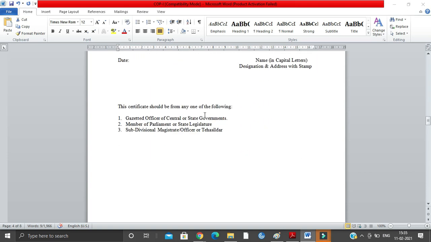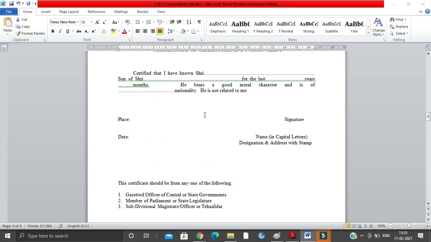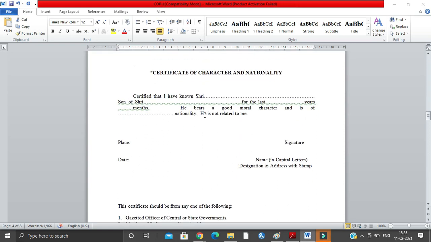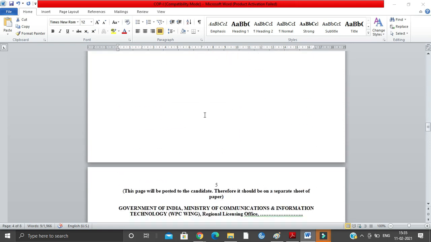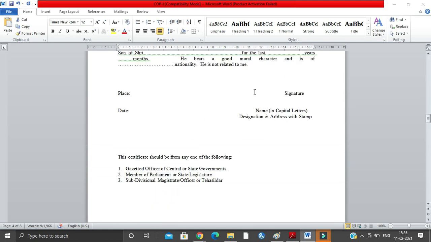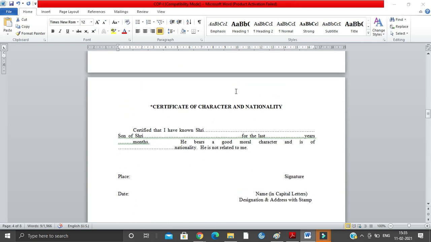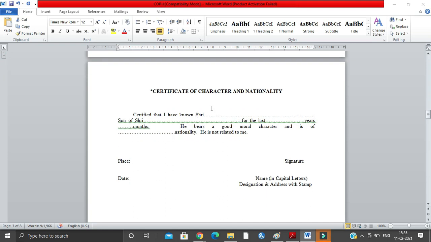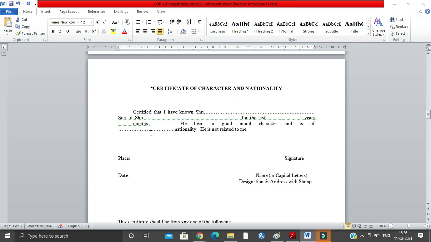This should be on a single page. You can see this page has only the certificate of character and nationality. If you are not getting this on a single page, you can do some editing and take the printout of this certificate on a single page. Now you have to put your name here, Shri or Shrimati, son of Shri so and so, for the last so many years and months. Please mention at least 6 months, and he bears a good and moral character, is of Indian nationality.